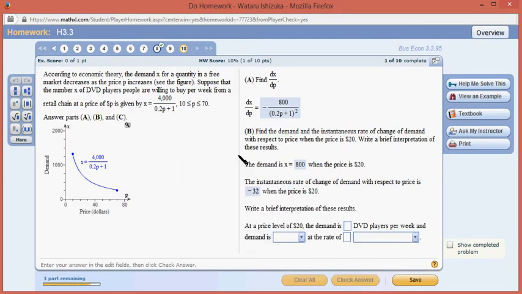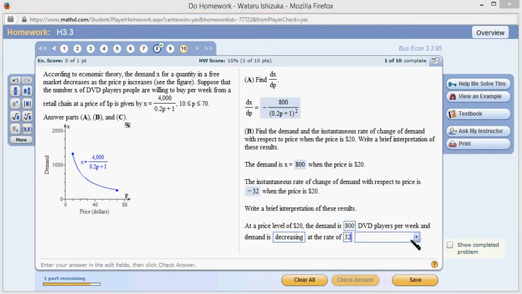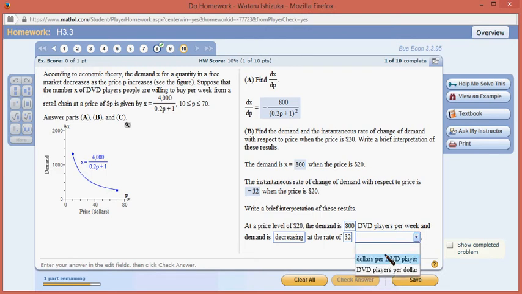Then write a brief interpretation of these results. At the price level of $20, the demand is 800 DVD players per week, and the demand is decreasing at the rate of 32 DVD players per dollar. Let's check the answer.